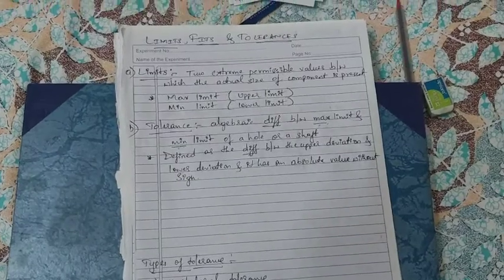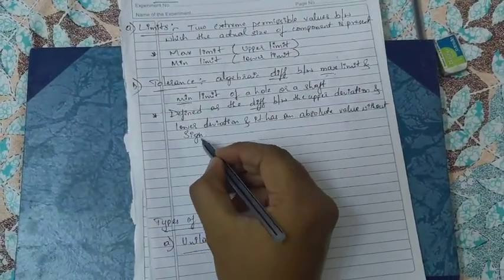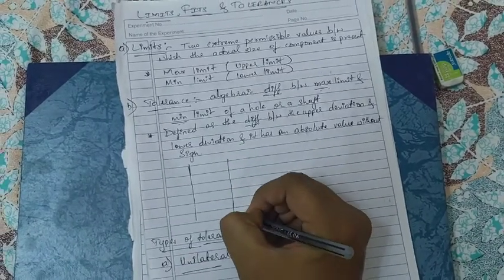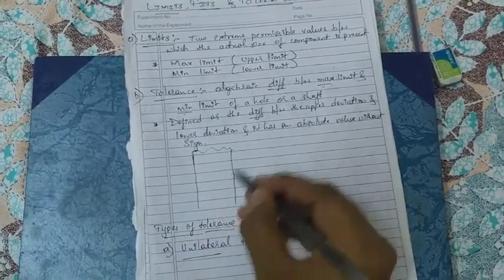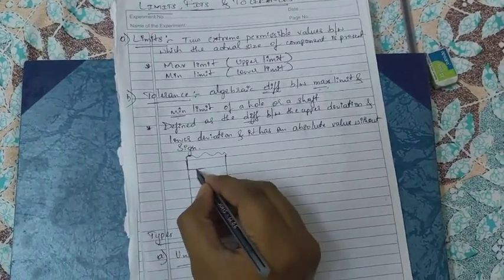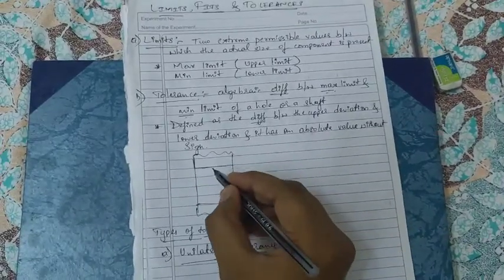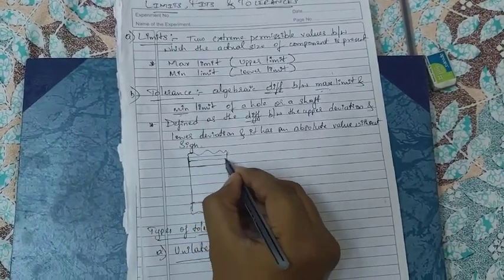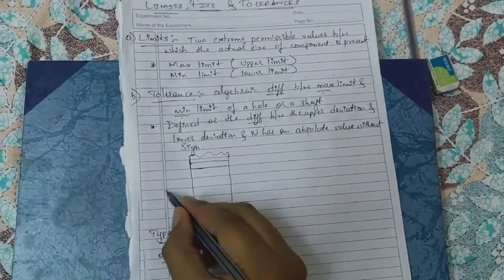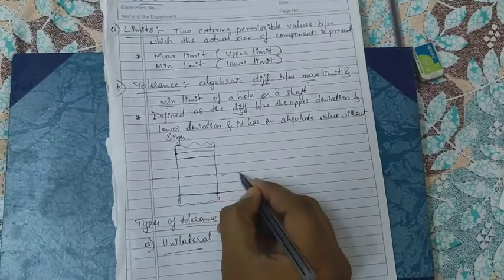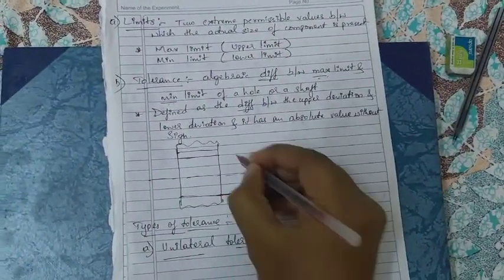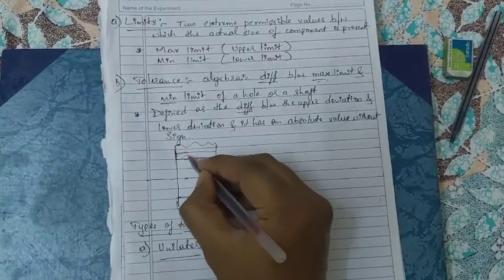Okay, now I will draw it one more time, with respect to a hole. So this is the hole. Basically this is the center of the hole. This is the center of the hole. Now the distance from here to here. Now I will hatch this one.